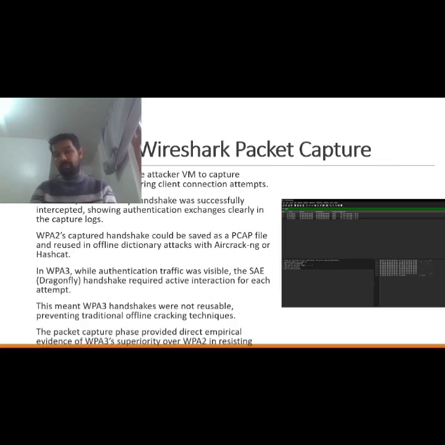Wireshark packet capture. Wireshark captured the authentication handshake during client connection. The WPA2 four-way handshake was visible and reusable for offline dictionary attack. In contrast, the WPA3 SAE handshake could not be reused, confirming it is designed to resist offline dictionary attack and cracking attempts.